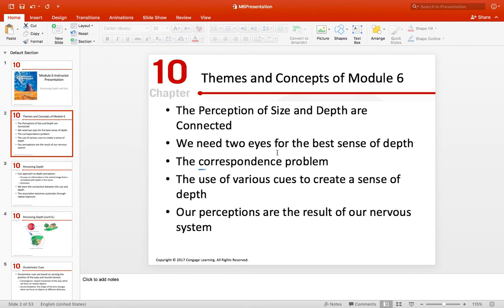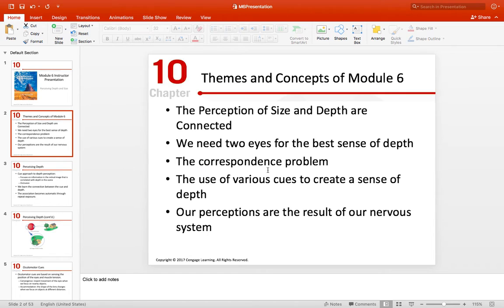We do need two eyes for the best sense of depth. I always like to point out that you can have a sense of depth with one eye, and it can be fairly good, but two eyes really give it more. It's sort of analogous to mono versus stereo sound. Stereo sound is quite a bit richer and fuller than mono, and that's because stereo relies on two ears, just like 3D depth perception relies on two eyes.